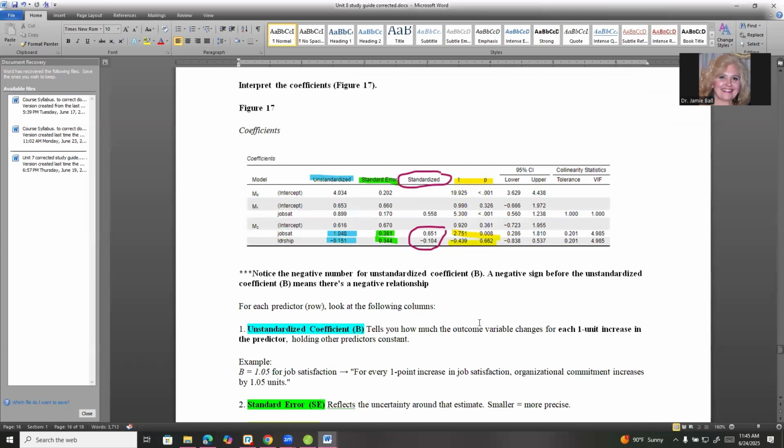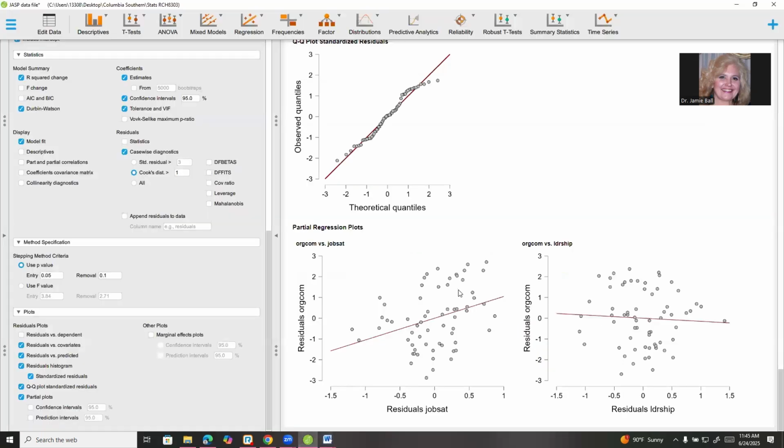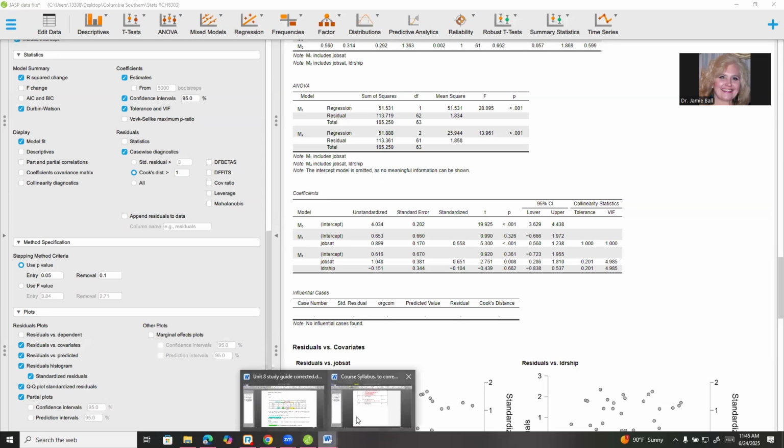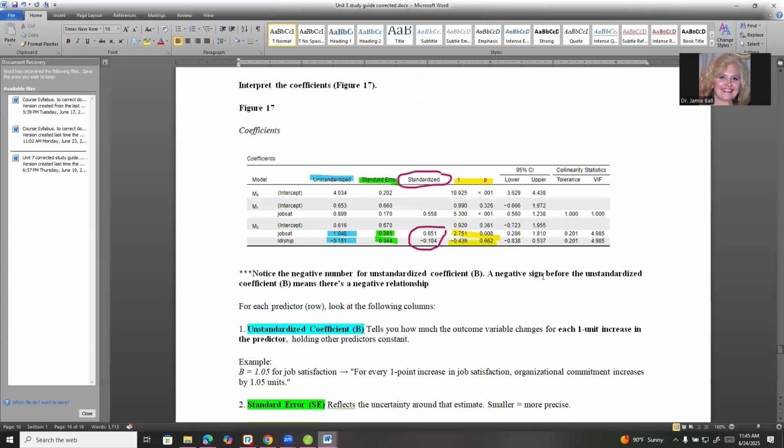Now, the last thing we want to interpret is the coefficients. So that table came out here. Okay, so let's look at it on my handy dandy paper here. And I've color-coded everything. Now, I want you to notice first, when we look at the negative numbers in front of the unstandardized, the blue, you see that leadership has a negative number. This means there's a negative relationship.